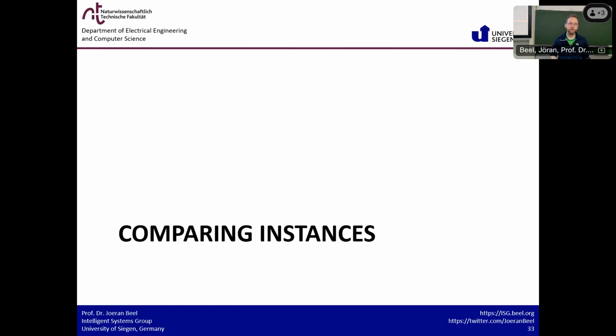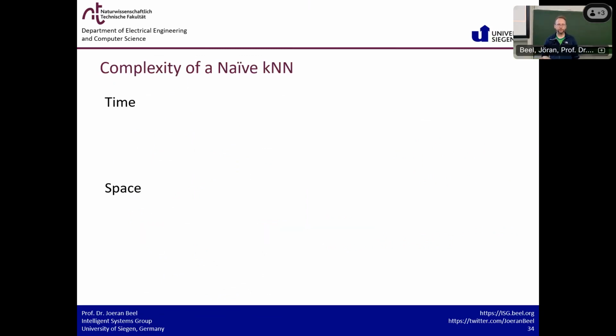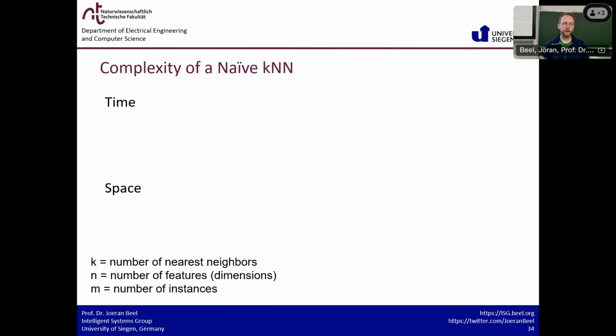Now the next part is comparing the instances, and the complexity of a naive kNN. Important are the number of nearest neighbors, the number of features, and the number of instances. But the number of nearest neighbors is relatively not important. So that is the time complexity, and that is the space complexity. So you see, it's very expensive.